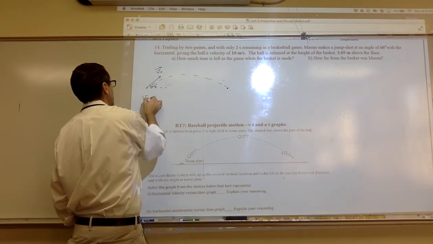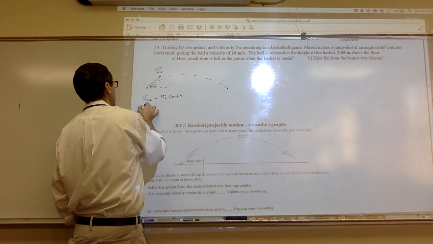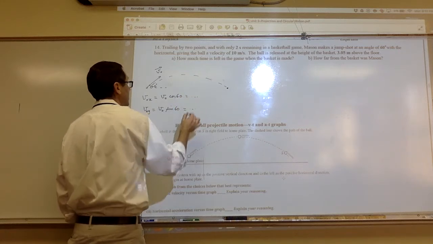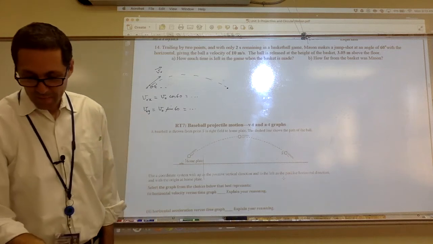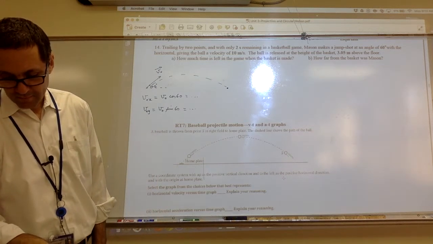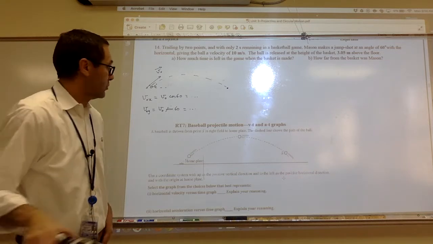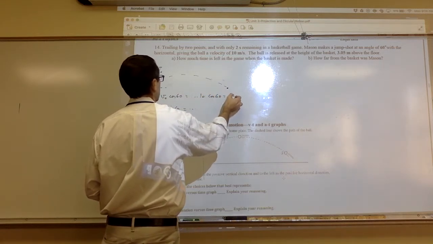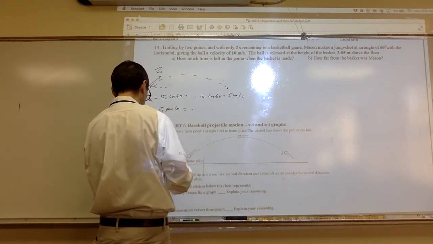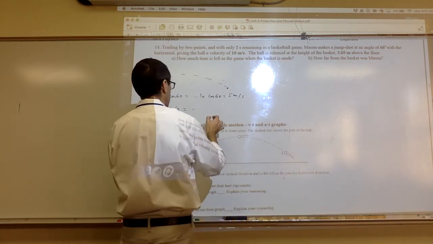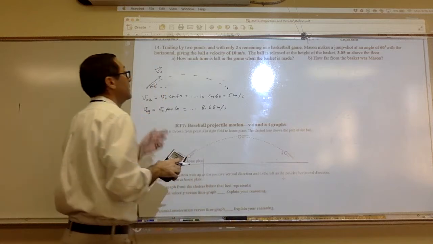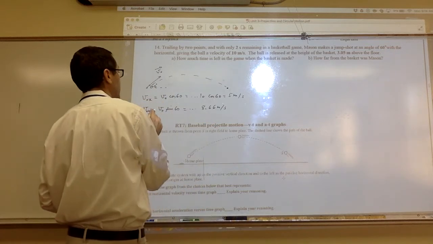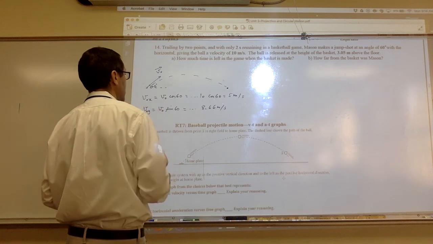All right, so V0x equals V0 cosine of 60, and V0y is V0 sine of 60. So this is going to be 10 cosine of 60. Now cosine of 60 is a half, so 5 meters per second, and then you do 10 sine of 60, and that's 8.66. Now if it's 8.66, it should take 0.866 seconds to get to the top and the same amount to get back down.